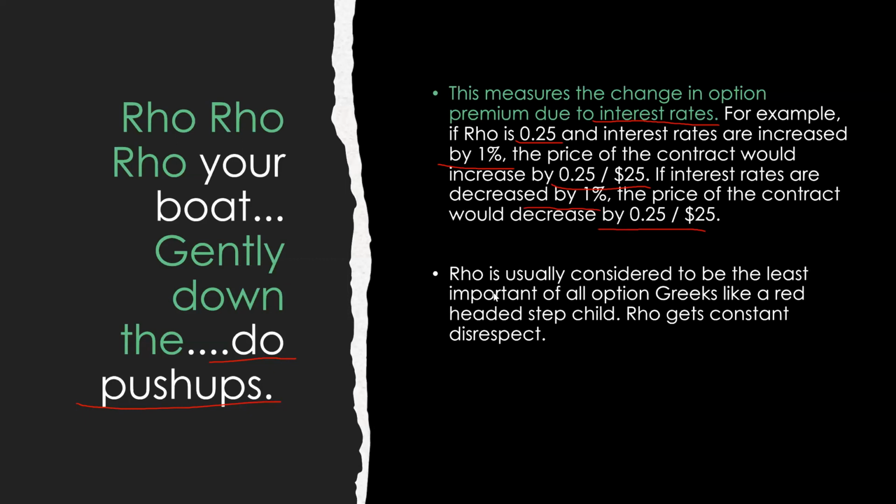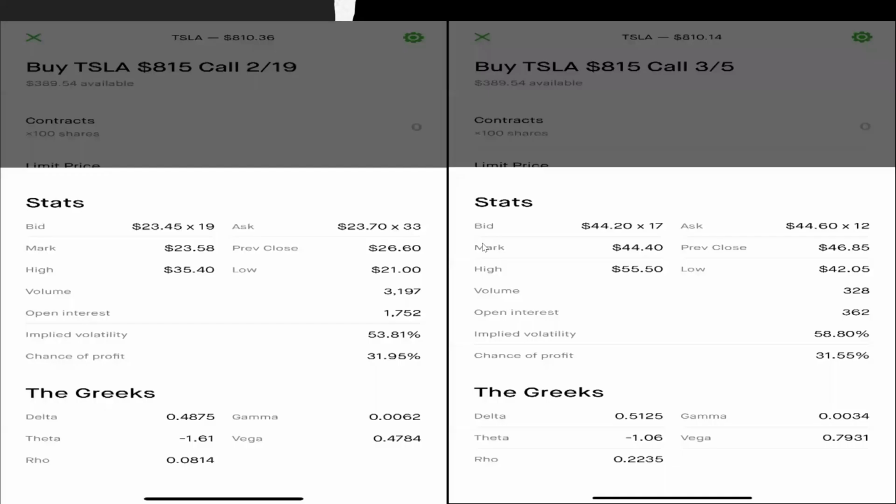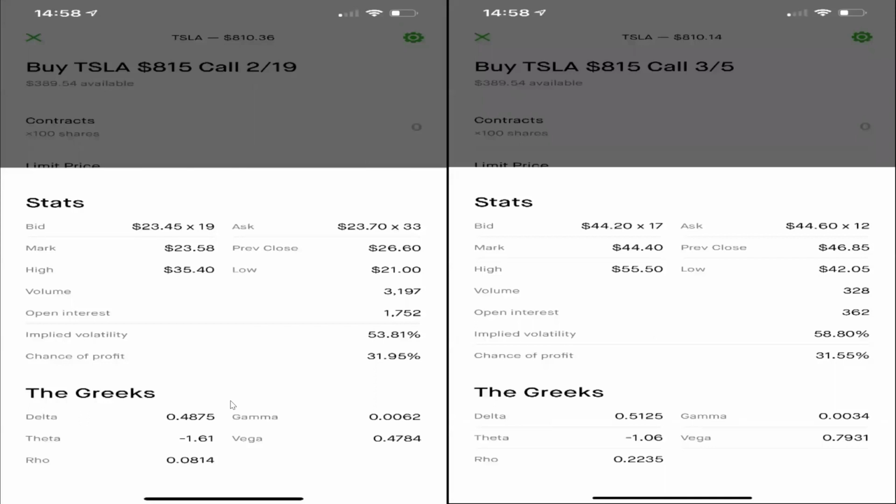Rho is usually considered to be the least important of all options Greeks, like a redheaded stepchild. I wrote that because nobody cares about Rho. Rho does nothing. Rho gets constant disrespect. I'm going to show you guys why, because we do all these great things right here.